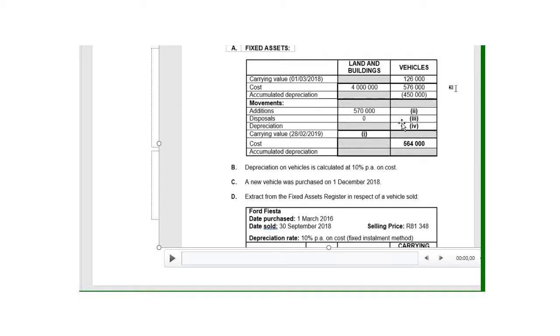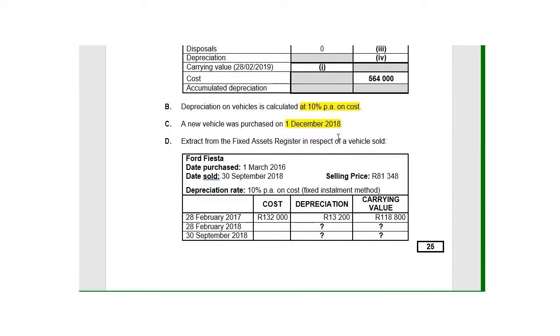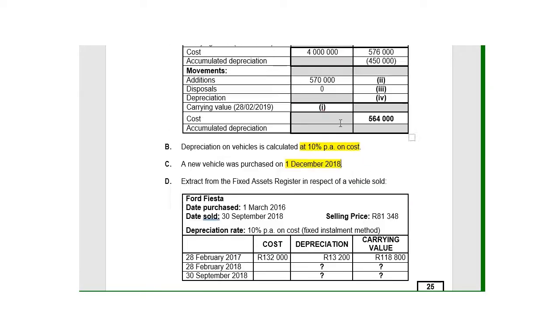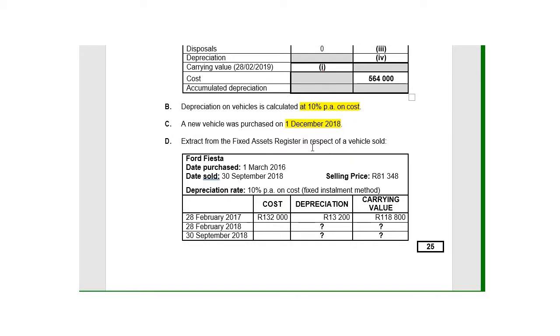So now we need to calculate number 3, which is disposals, but disposals will be at carrying value. So I need to work out the carrying value, and the carrying value is the cost minus the accumulated depreciation. Down below they give me an extract from the fixed asset register, accumulated depreciation, all the depreciations together from the day that we bought the item till the day that we sell it.